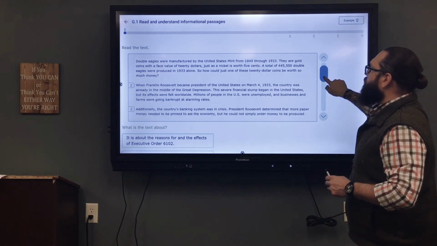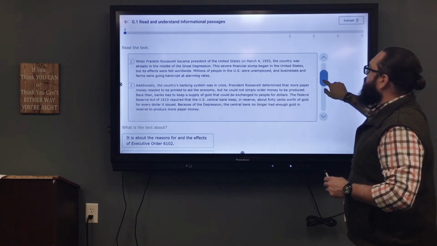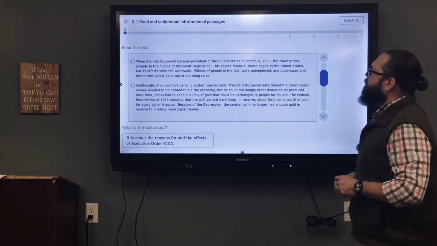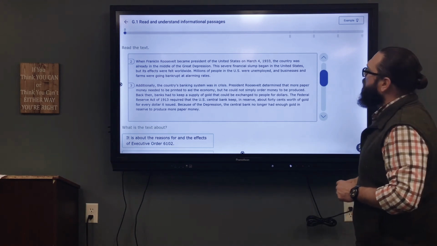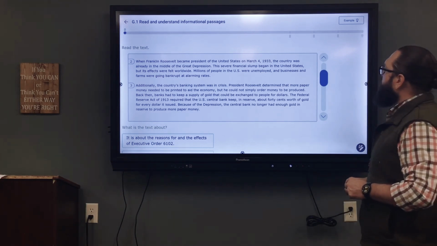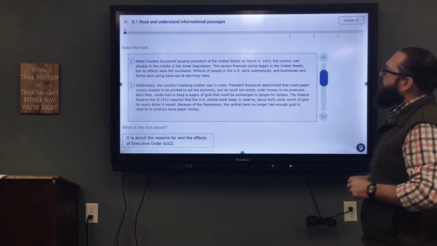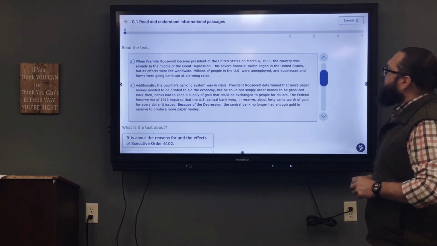When Franklin Roosevelt became President of the United States on March 4, 1933, the country was already in the middle of the Great Depression. This severe financial slump began in the United States, but its effects were felt worldwide. Millions of people in the U.S.